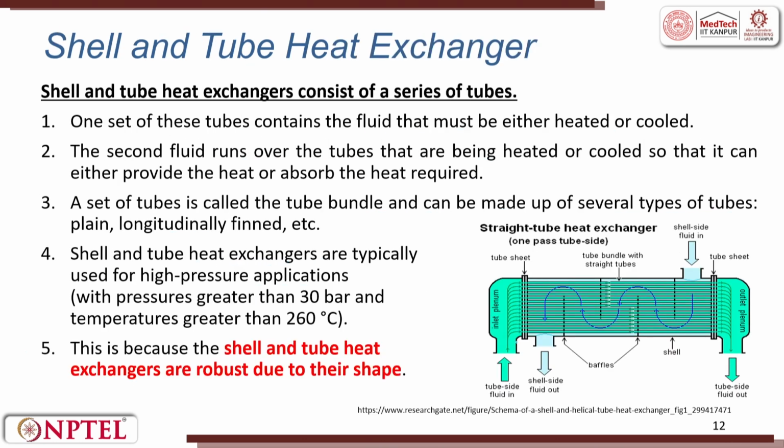This is a typical shell and tube heat exchanger, which consists of a series of tubes. These are the tubes, the small ones. These are kept inside a shell. If you see a boiler, it will be like this. Assuming that this is the shell of the boiler, this is the thickness of the shell. When you take a cross section, this is the shell, right.